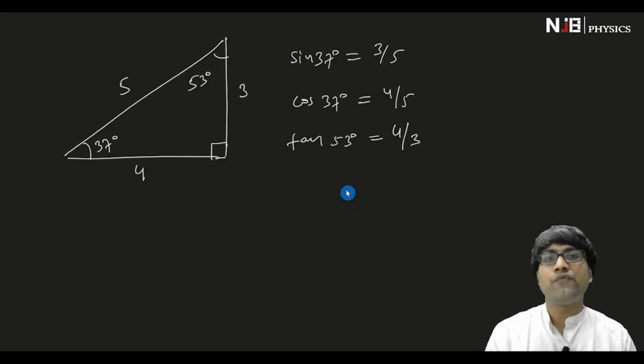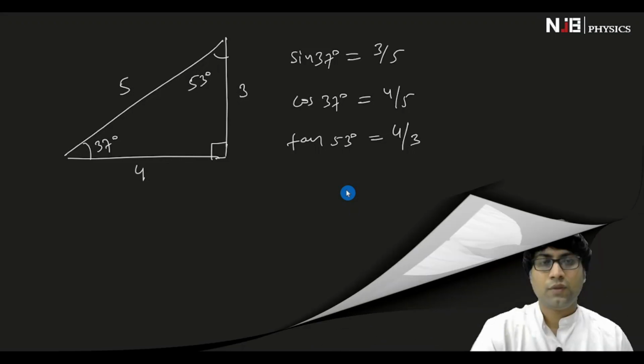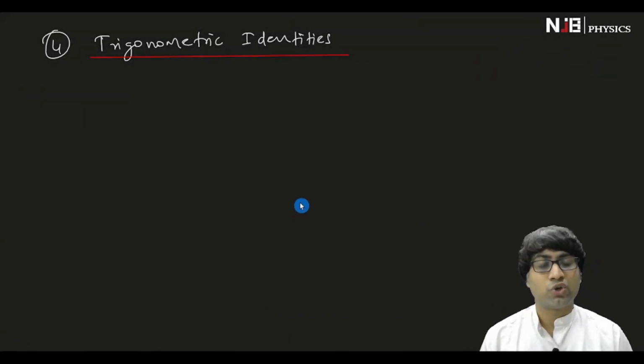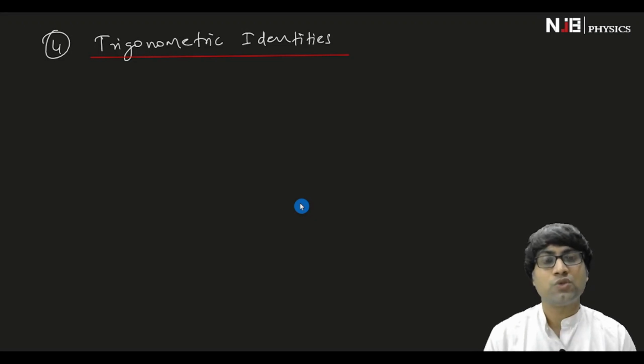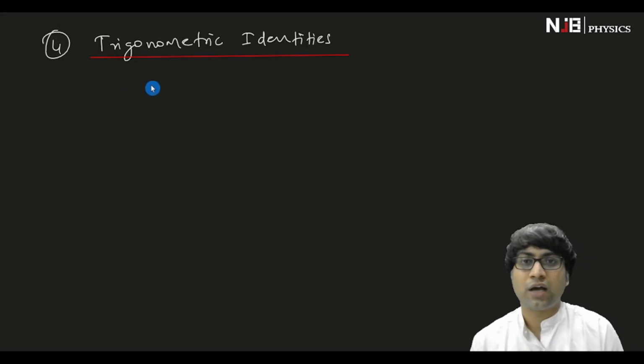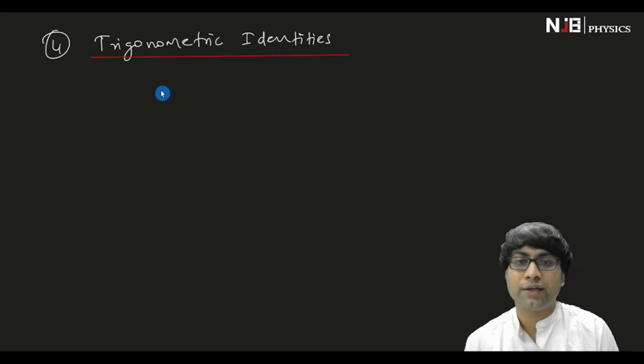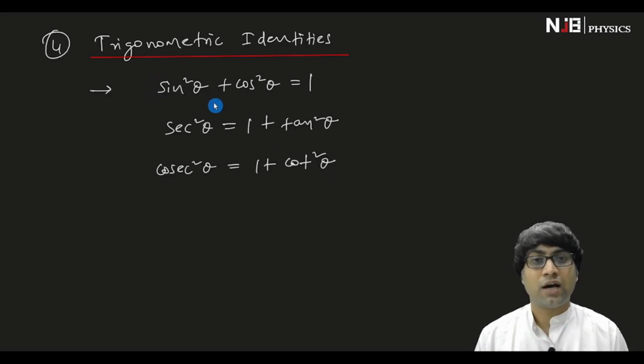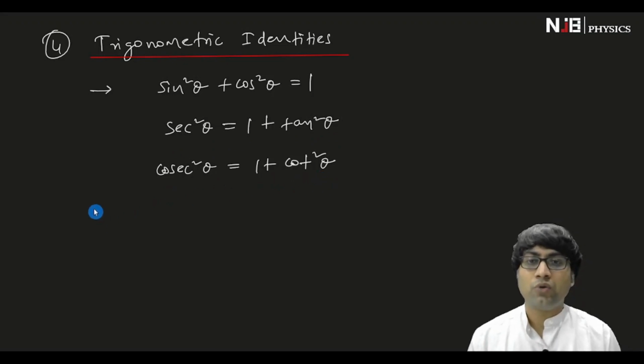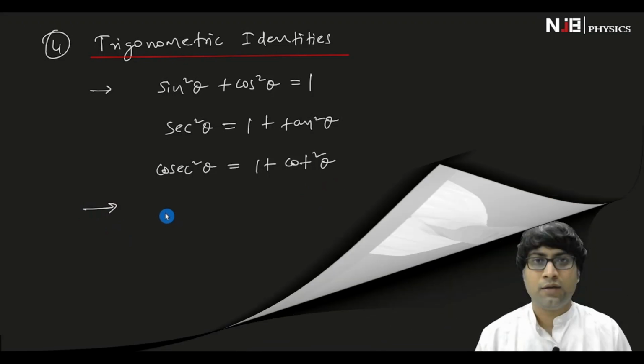Now let's talk about a few trigonometric identities. Well, there are so many trigonometric identities, but here we are going to write only those identities which we require in physics. For example, the first set of trigonometric identities, you already know from high school: sine square theta plus cos square theta equal to 1. Second is sec square theta equal to 1 plus tan square theta, and cosec square theta equal to 1 plus cot square theta.